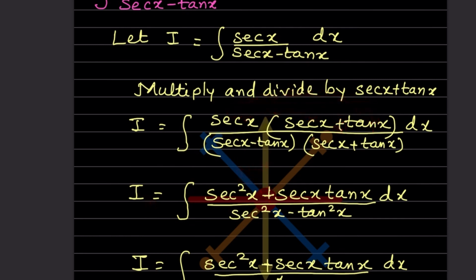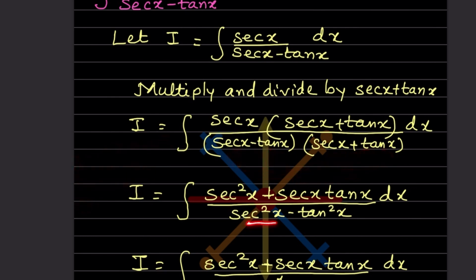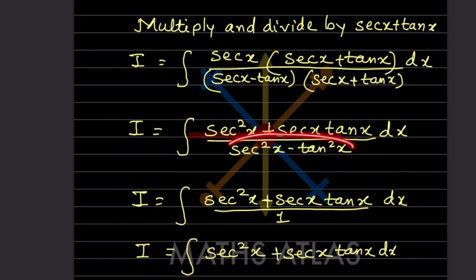Here, this is sec x minus tan x and this is sec x plus tan x. So this is a minus b and this is a plus b. We have the formula a minus b times a plus b, that is a square minus b square. Now you know that sec square x minus tan square x is 1.